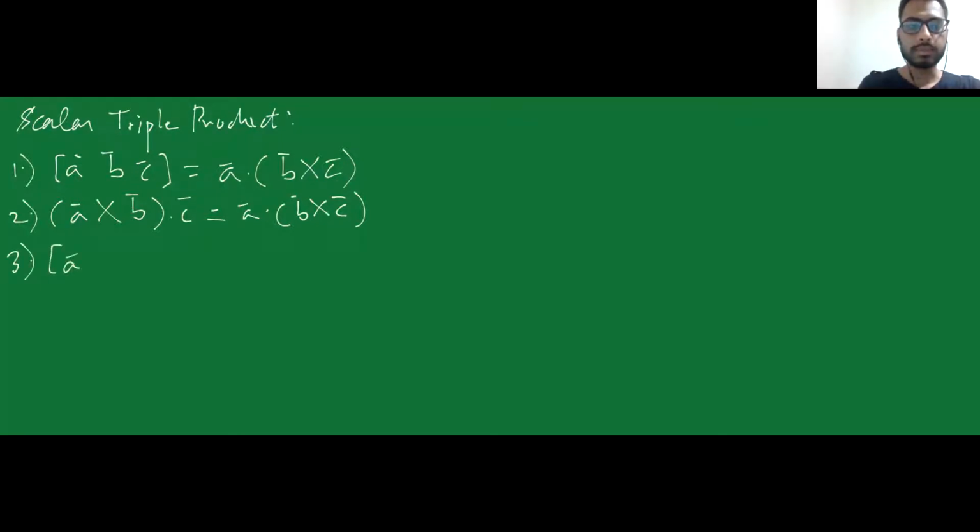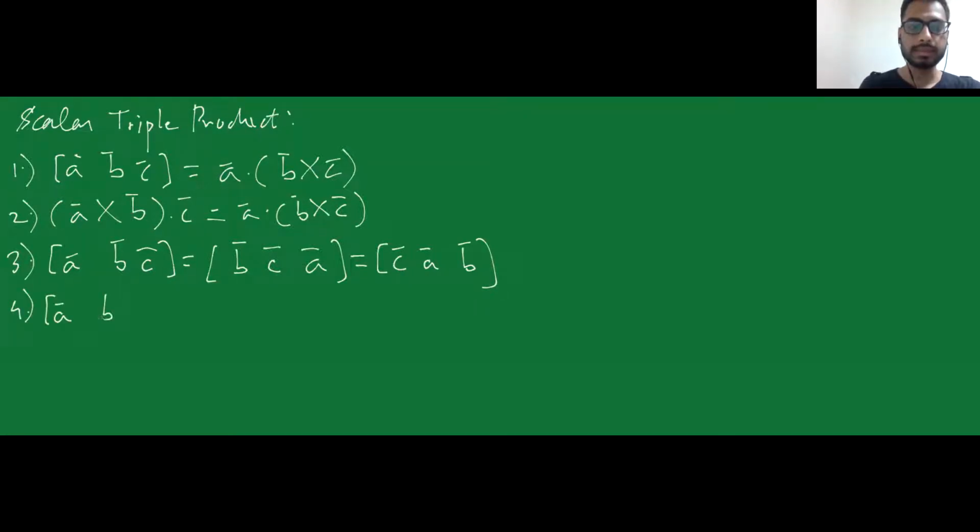If I change the values in a cyclic way, the answer remains the same. The value does not change. So if I move to the next term, suppose I start with B, followed with C, and then A, the answer of ABC is also equal to the answer of BCA. And if I start with C, followed with A, and the last term is B, the answer is still going to remain the same.